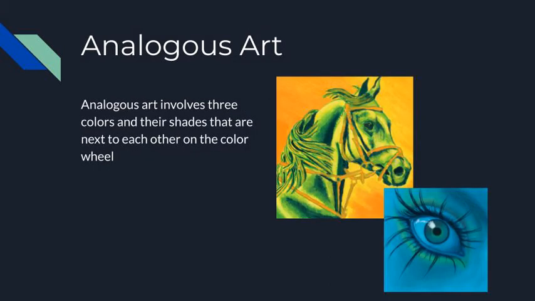Now let's talk about analogous art. Analogous art involves three colors and their shades that are next to each other on the color wheel. As you can see in our examples, the top left image has yellow, green, and orange, while the bottom right image has blue, light blue, and green.